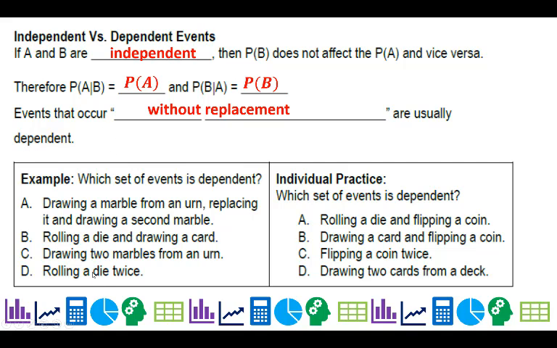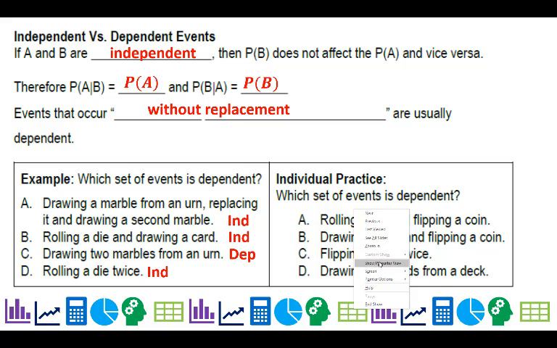So which one of these are dependent? Well, if I replace it, I'm not changing the probability the second time, so that's independent. If I roll a die and draw a card, they don't talk to each other, so that's independent. Drawing two marbles from an urn, well, that's what we just did, and if I kept both of them, that one actually is dependent. And rolling a die twice, the first roll doesn't affect the second, so that's independent.